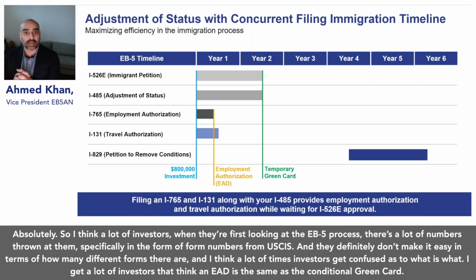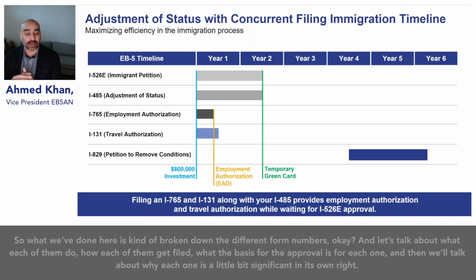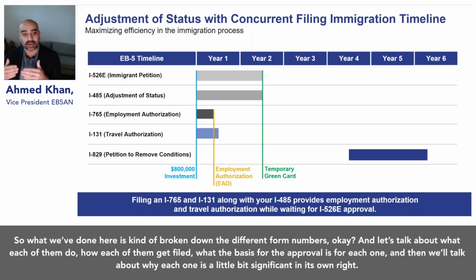Absolutely. So I think a lot of investors, when they're first looking at the EB-5 process, there's a lot of numbers thrown at them, specifically in the form of form numbers from USCIS. And they definitely don't make it easy in terms of how many different forms there are. I think a lot of times investors get confused as to what is what. I get a lot of investors that think an EAD is the same as the conditional green card. So what we've done here is kind of broken down the different form numbers, okay?